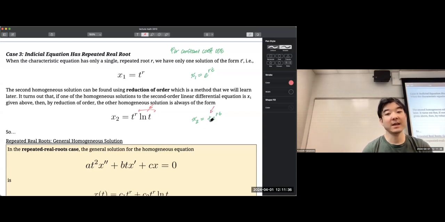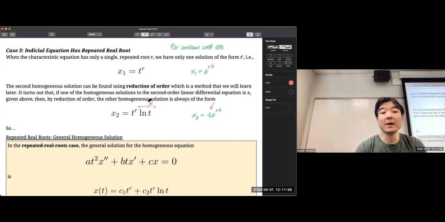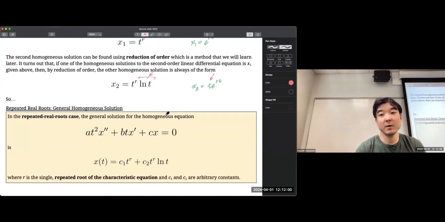Why do you multiply the second homogeneous solution? The first one makes sense because this is what you get out of forcing the solution form to satisfy the differential equation, and you find r that satisfies the characteristic equation. You have a repeated root, so you only have one root. So one of them should be this, but why is the other one multiplied by t? It's the same idea here: why is the other one multiplied by ln of t? I'll tell you that's how it is, but in a moment, we'll justify this using reduction of order.